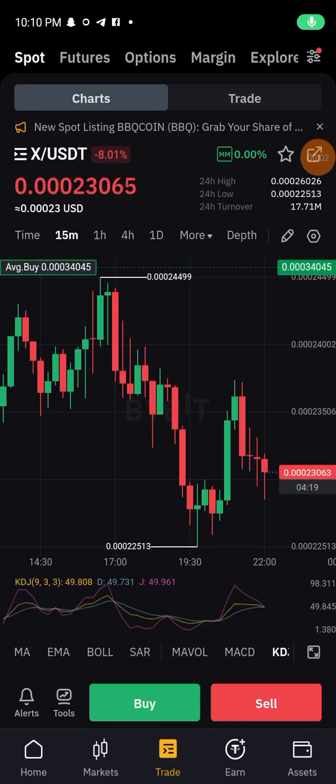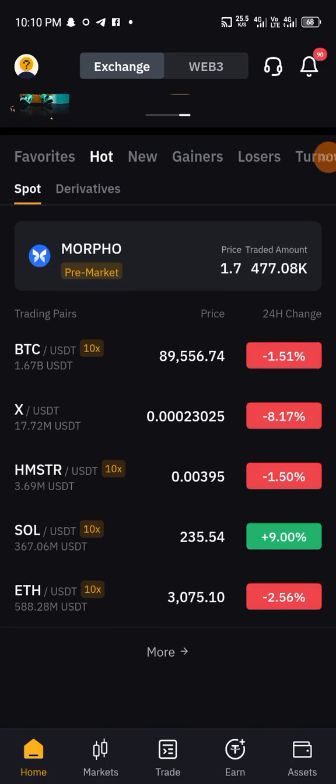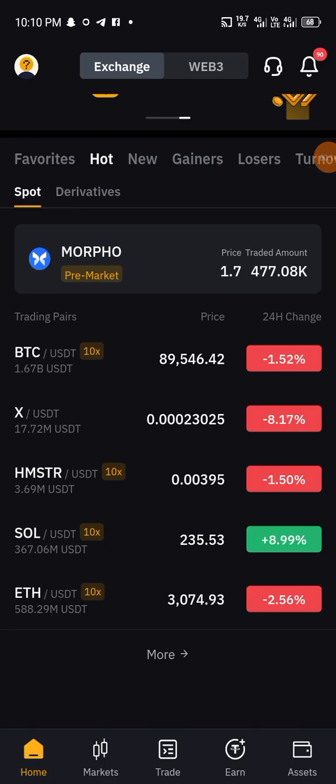Hello guys, welcome back. Today we'll be looking at how you can make money from crypto trading. Okay? How you can turn your little USDT into a huge amount, and how you can find a few coins you can be leveraging on.